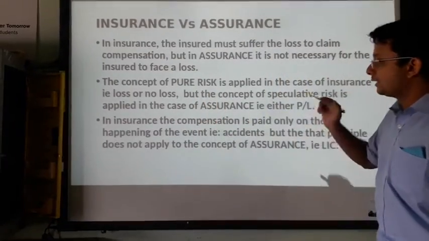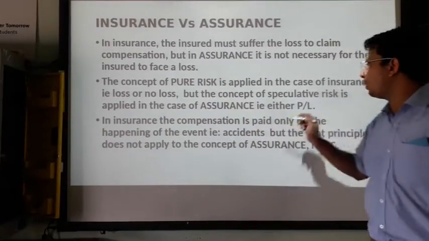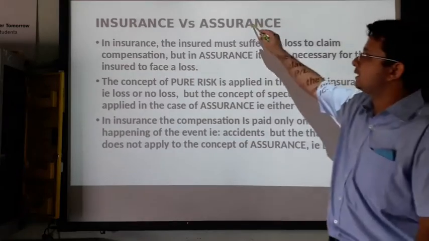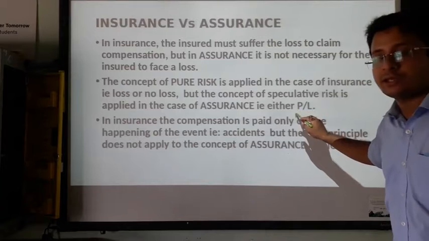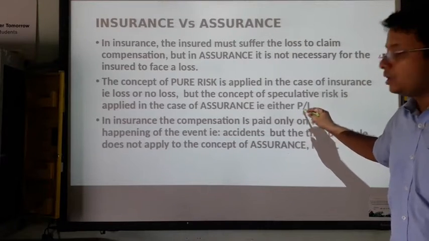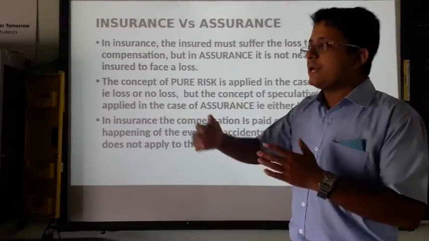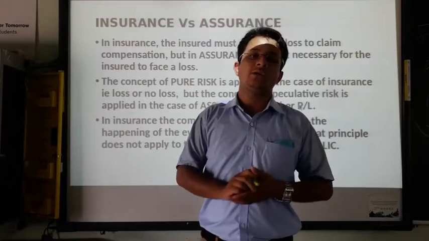Another thing is speculative risk. There are usually two types of risks: number one is pure risk and number two is speculative risk. Speculative risk is determined under assurance. That means there is a chance of getting a profit or a chance of getting a loss. If there is profit, whatever amount you have deposited, you will get back along with the particular bonus.